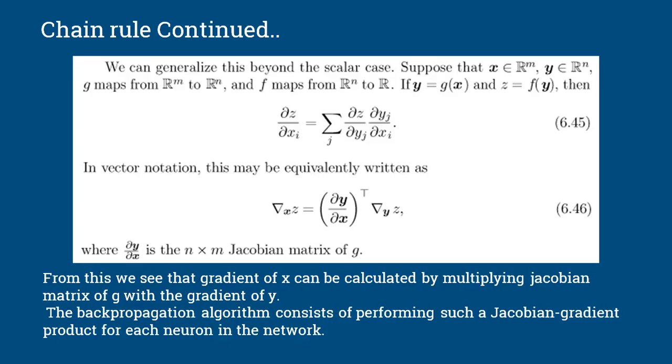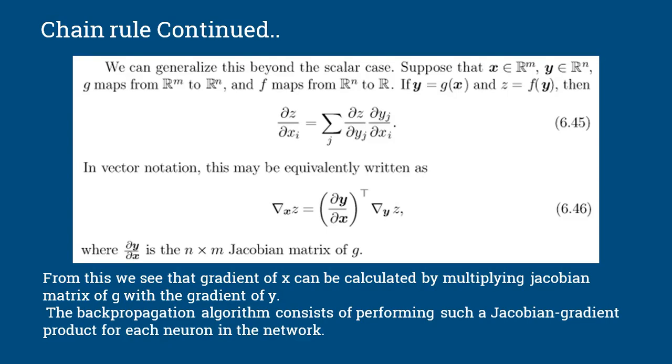This rule can be further generalized to the case of vectors. Suppose x belongs to an m-dimensional space and y belongs to an n-dimensional space, and g maps from the m-dimensional space to the n-dimensional space and f maps from the n-dimensional space to a real value. Then the partial derivative of z with respect to xi is given by the summation of the partial derivative of z with respect to yj multiplied by the partial derivative of yj with respect to xi. This summation is taken over all j.